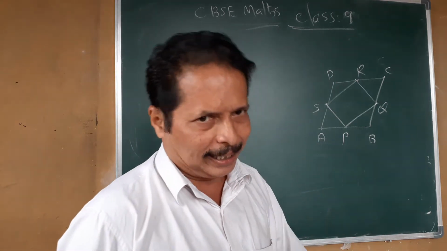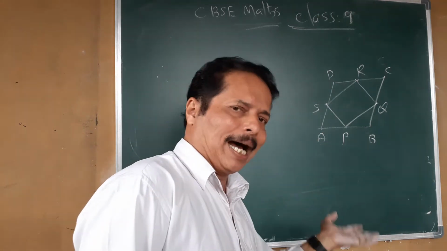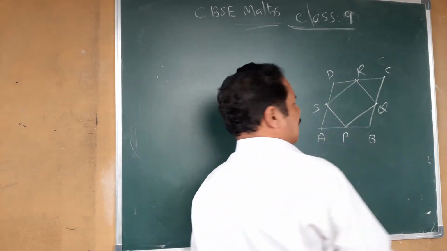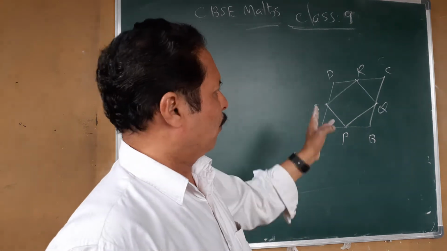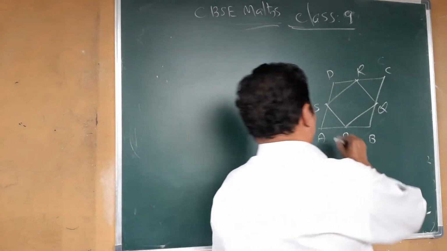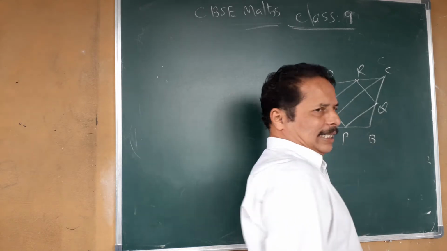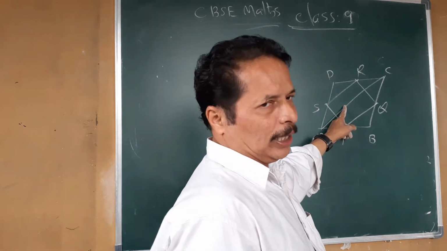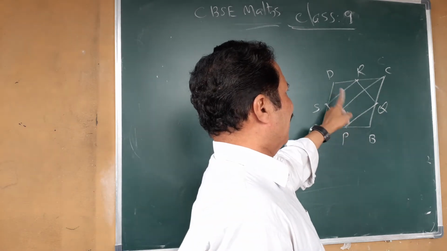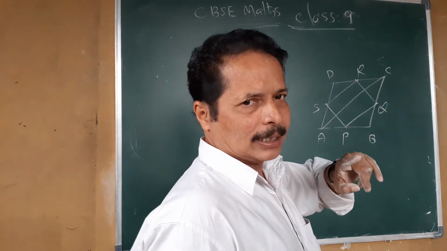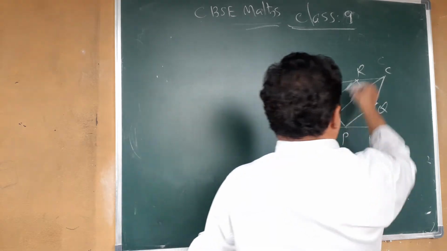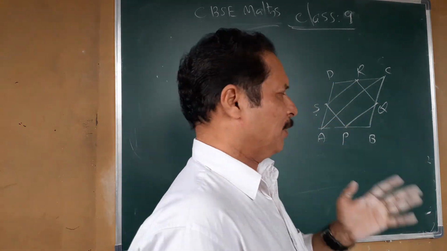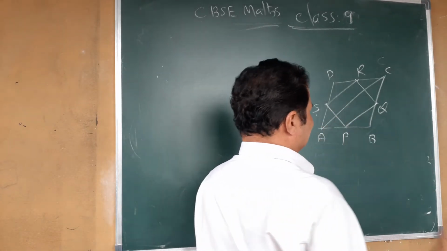Rhombus means all sides are equal. And it's a parallelogram also. Now if you draw AC, you proved that PQ is parallel to AC, PQ equal to half AC. SR is parallel to AC, SR equal to half AC. Is it clear? So PQ parallel to SR and PQ equal to SR. Therefore PQRS is a parallelogram. Already we proved PQRS is a parallelogram.